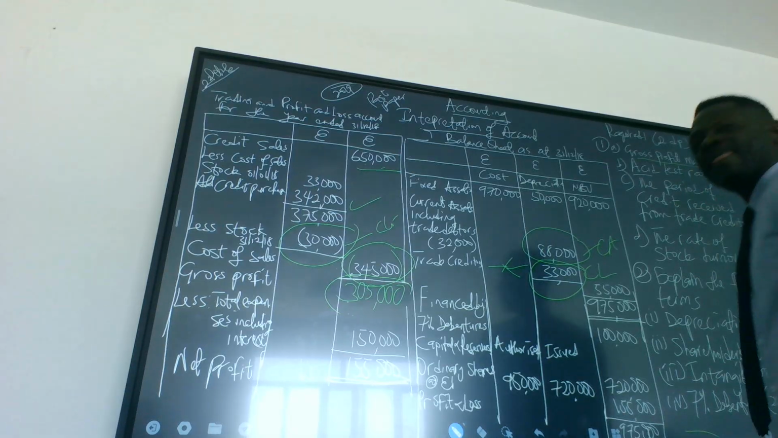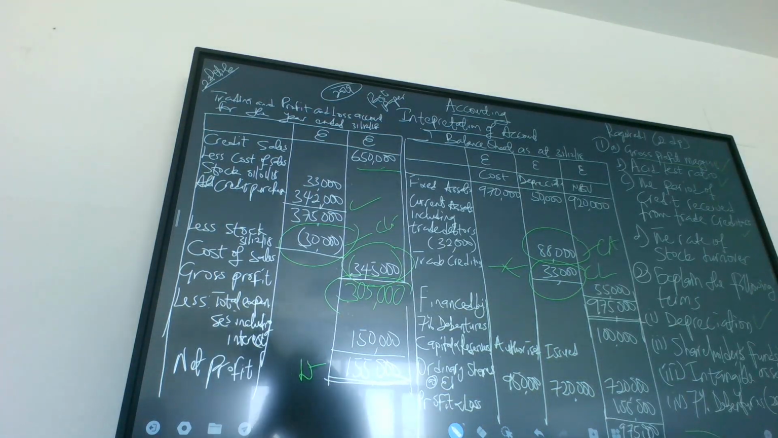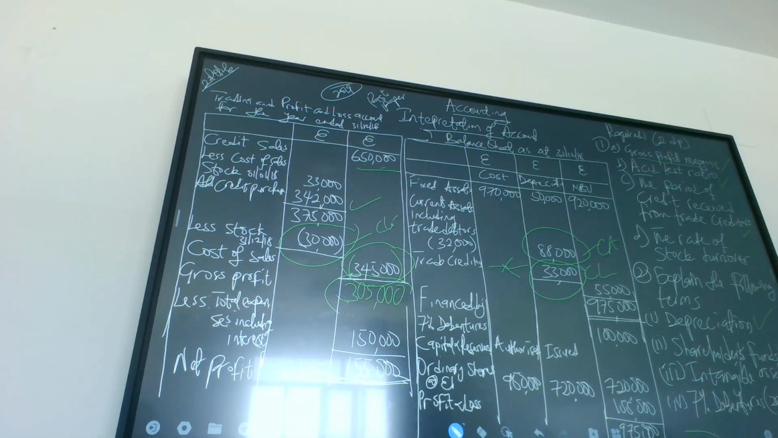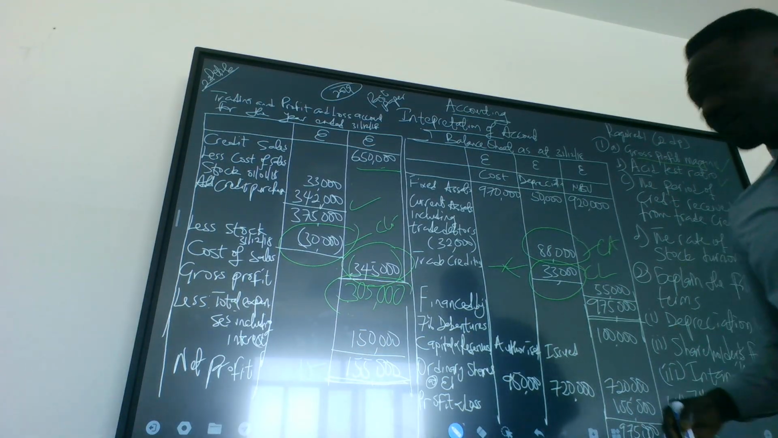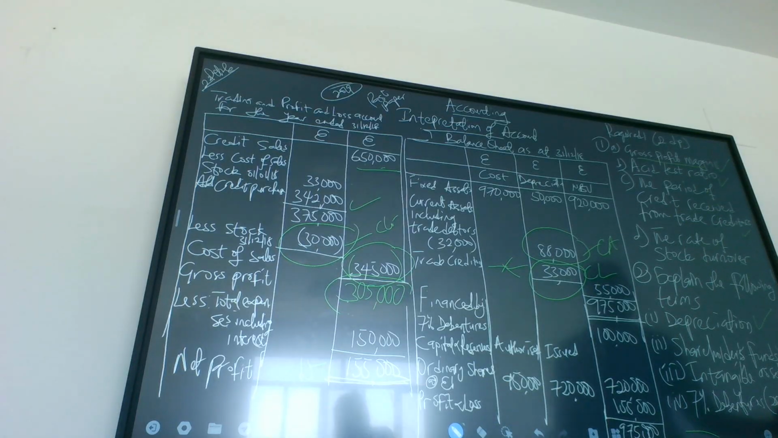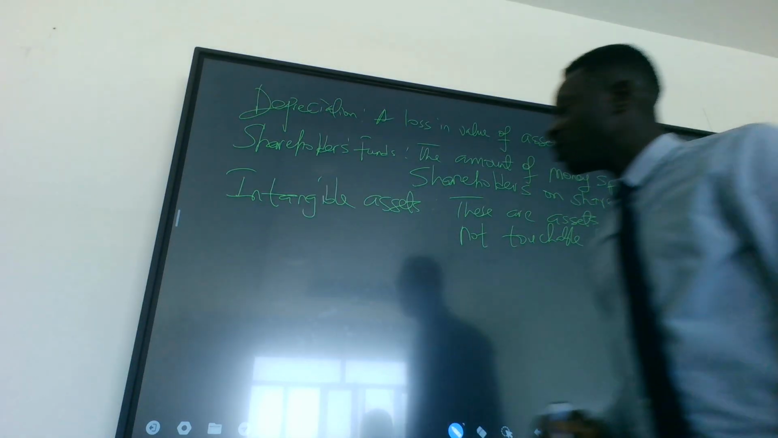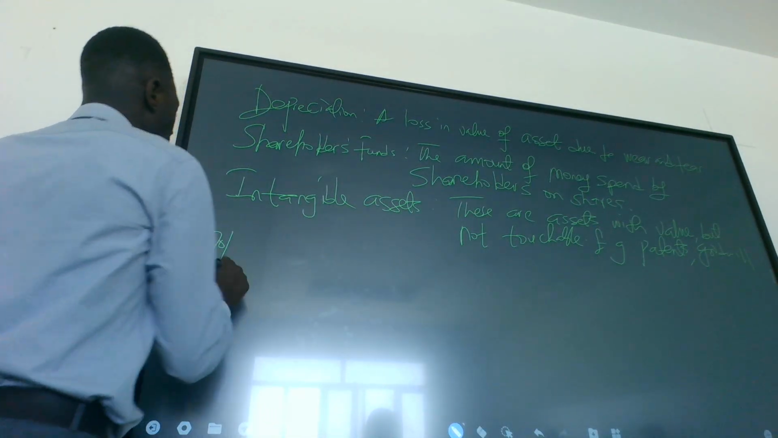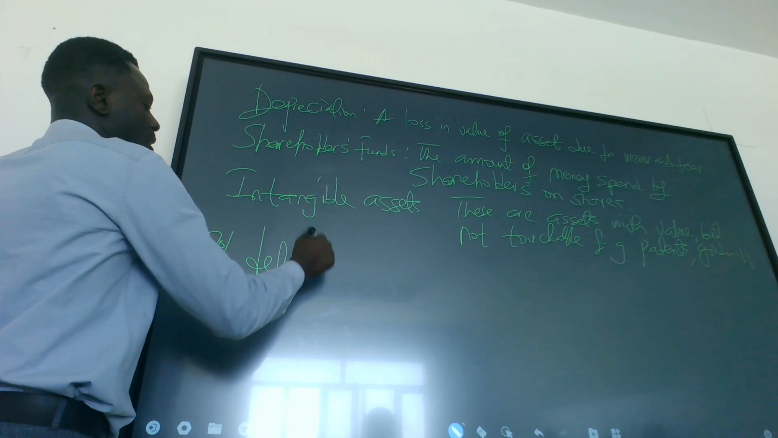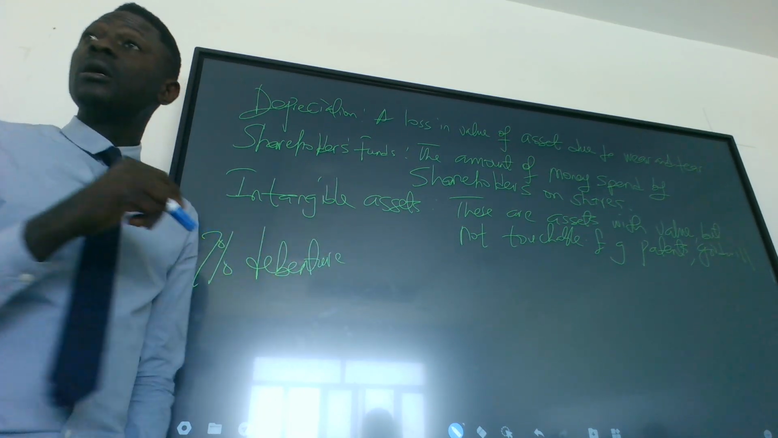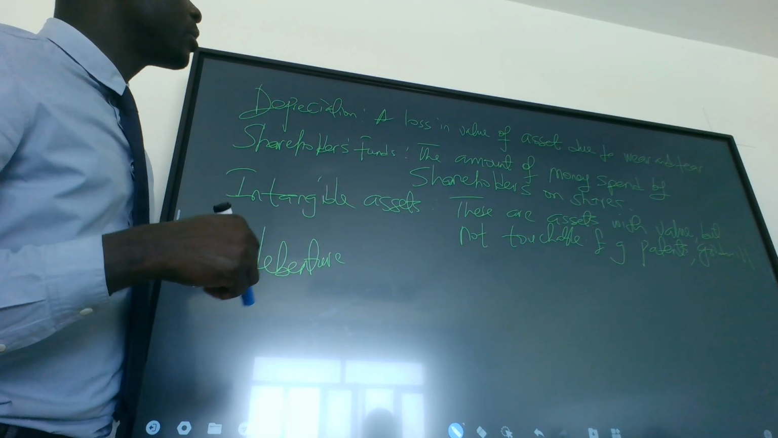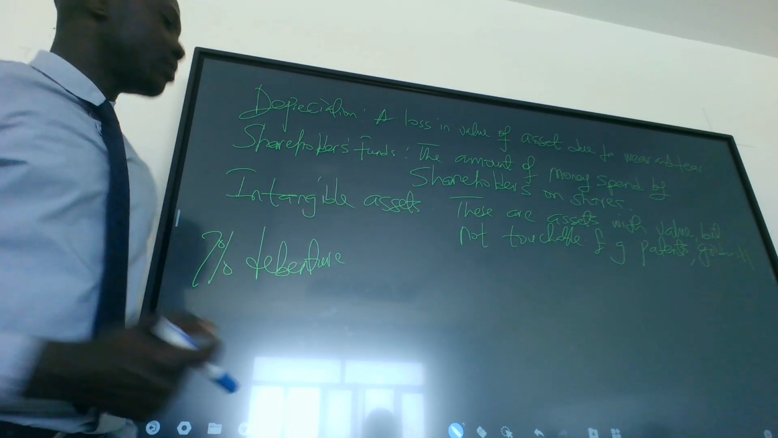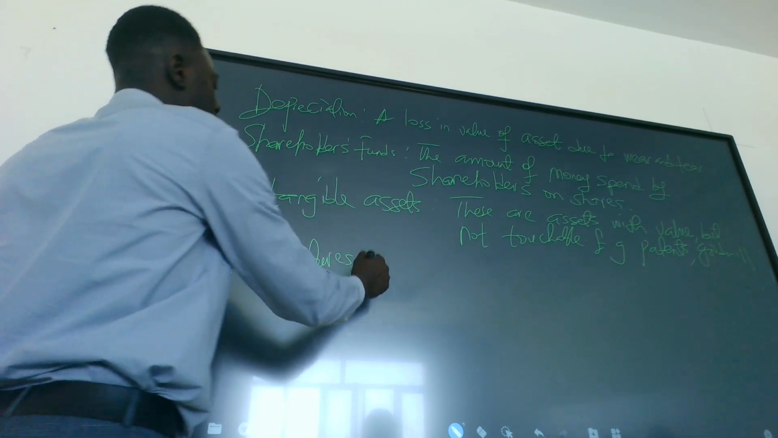Goodwill. 7% debentures. Intangible assets. These are assets that are not tangible, not touchable, not handy. 7% debentures.